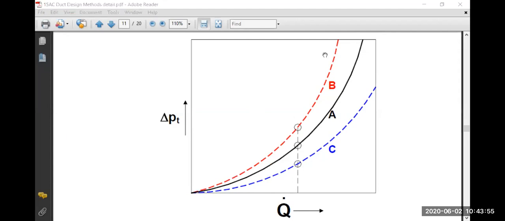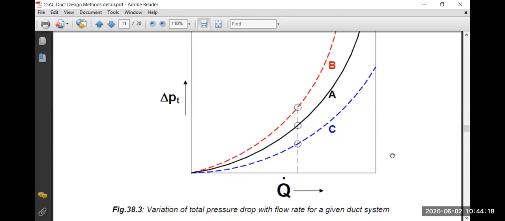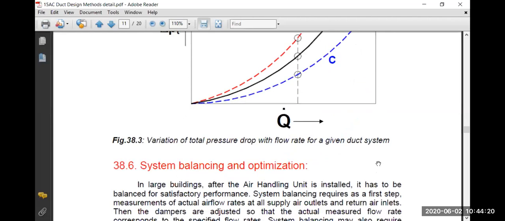Now, this is curve B and C, which may be actual. The actual may be higher, or the actual may be lower than this. So you can see at one flow rate, say here, the delta P design was this much. The actual can be this one, the actual can be lower than this, higher or lower. So this is how we draw the system curve. The system curve is the duct performance curve.